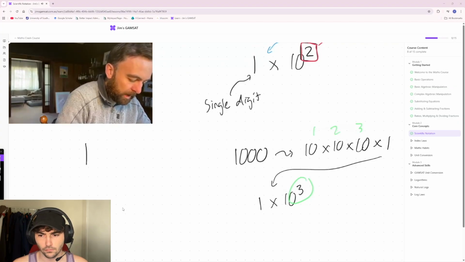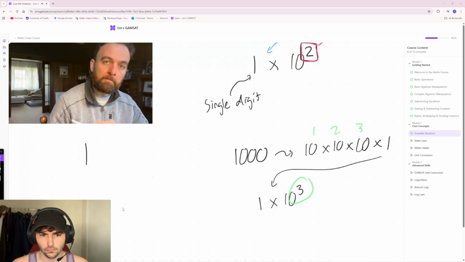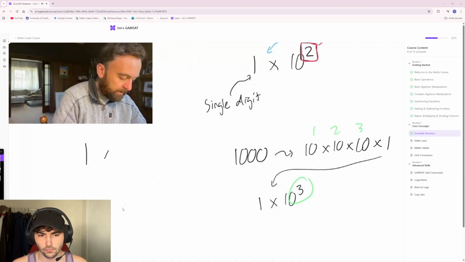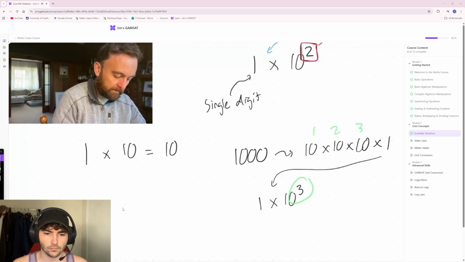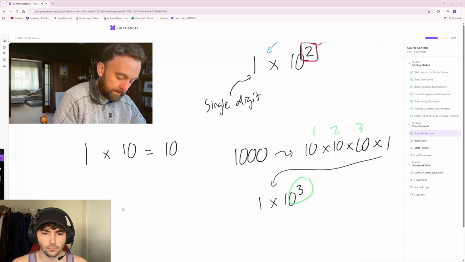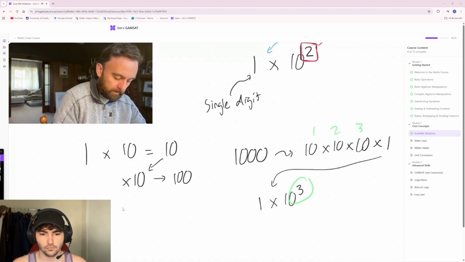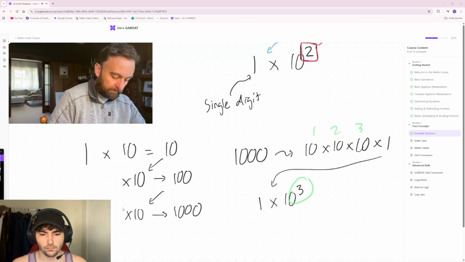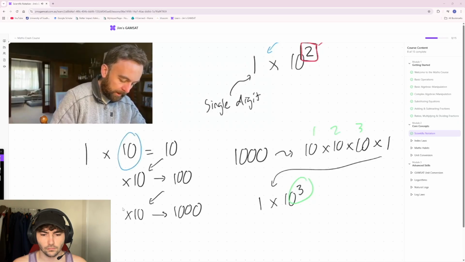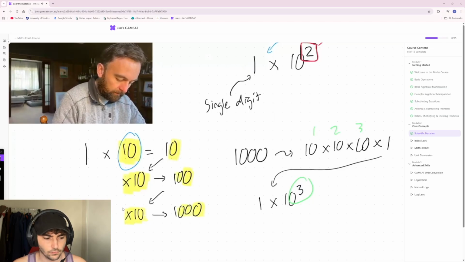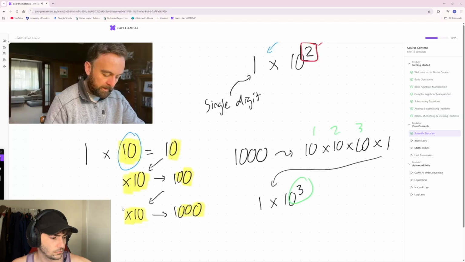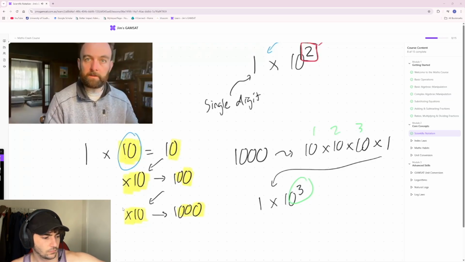If we just have, let's say, 1, every time we multiply that by 10, what happens? If we times that by 10, this just becomes 10. If we multiply this number by 10, I'll do it down here, it becomes 100. And if I multiply it by 10 again, it's going to become 1000. So you see that every time I multiply by 10, all I'm doing is adding a 0. That's just what multiplying by 10 does. You just add a 0 on the end.